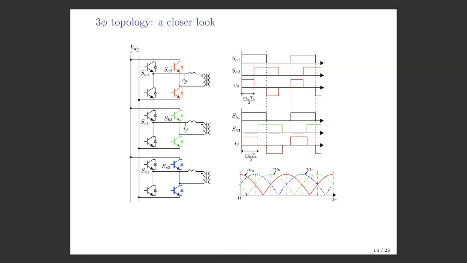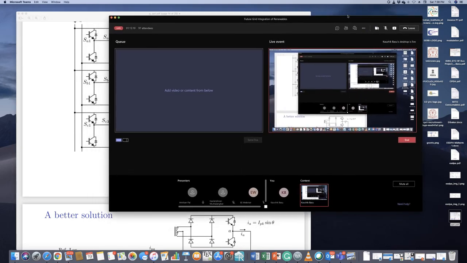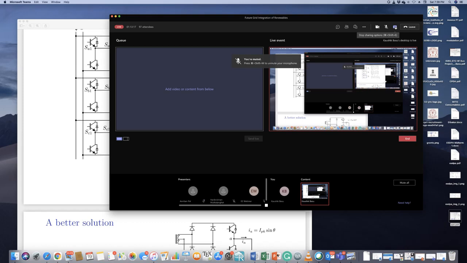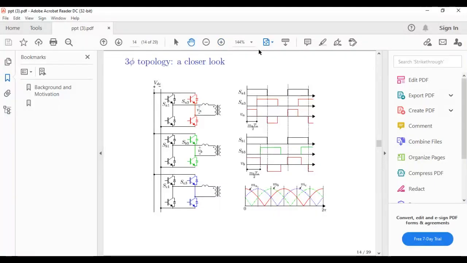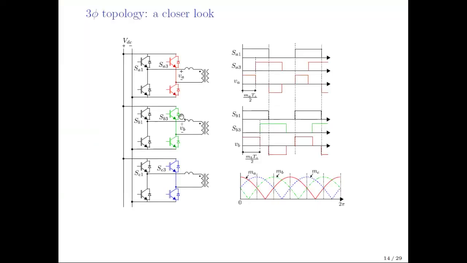Anirban, you can start sharing your screen. Thank you, Professor. Am I audible now? Yes. Sir, I think you have to take out. Yes, thank you. Is my screen visible? Hello? Yes. Okay, thank you.